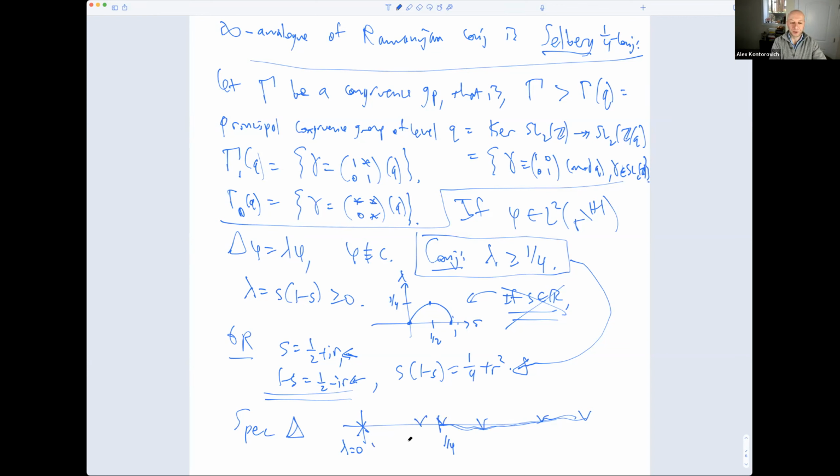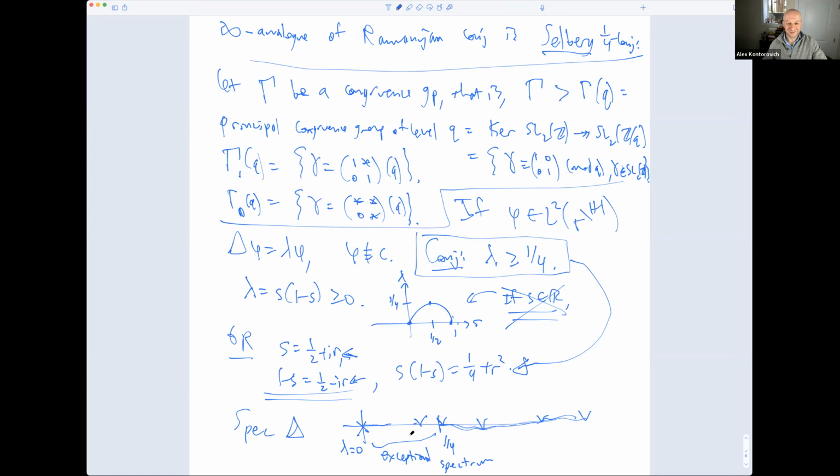So this is called the exceptional spectrum. Between 0 and 1/4, if there are any eigenvalues here, that's called the exceptional spectrum. The conjecture is that there's nothing there for congruence groups. In the same paper where Selberg stated the 1/4 conjecture, he shows that you have finite index subgroups of SL2Z, non-congruence subgroups, which do have eigenvalues as close to 0 as you want.